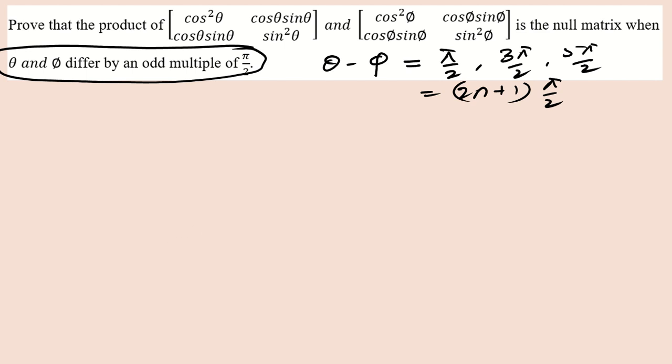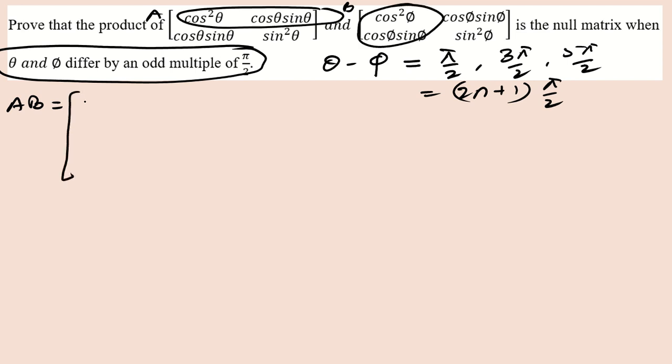Okay, because 2n plus 1 is the general representation for odd number. Now we'll see. Suppose this matrix is A, this matrix is B. So A times B, I'm just multiplying from here, okay? This first row and first column, multiply them. So it will be cos square theta, cos square phi, plus cos theta, sin theta, cos phi, sin phi.